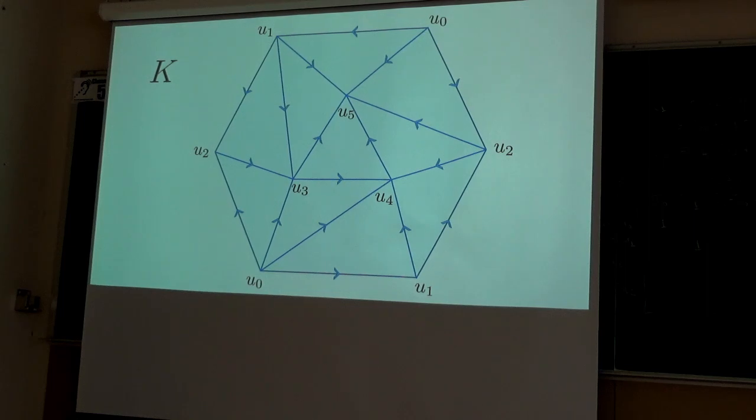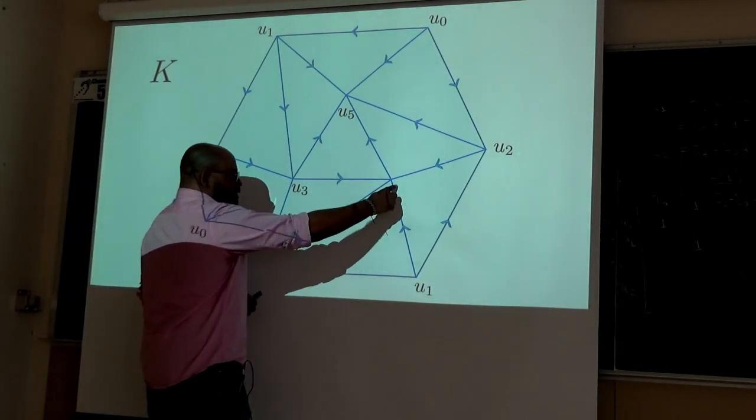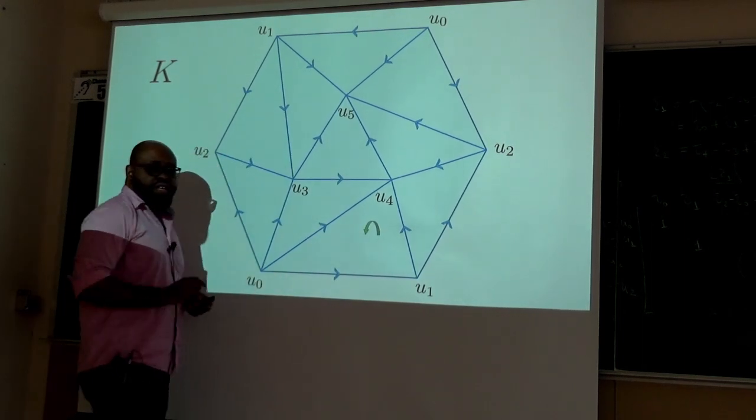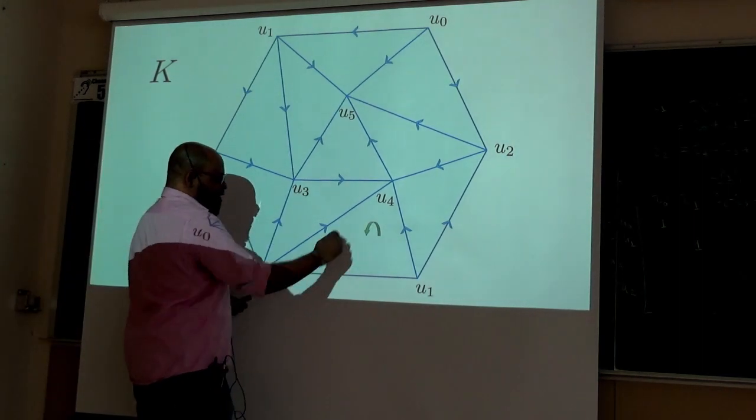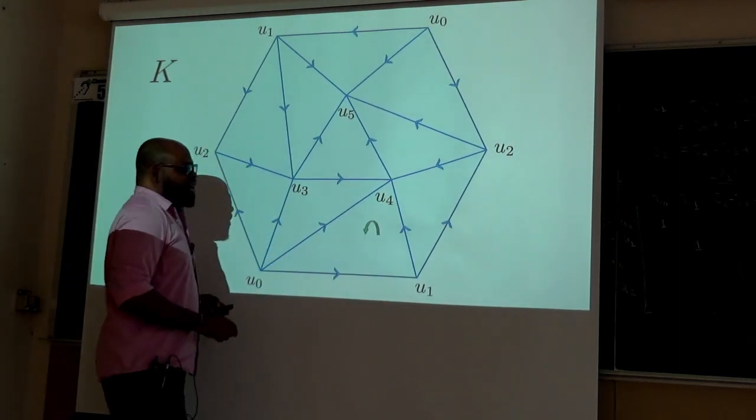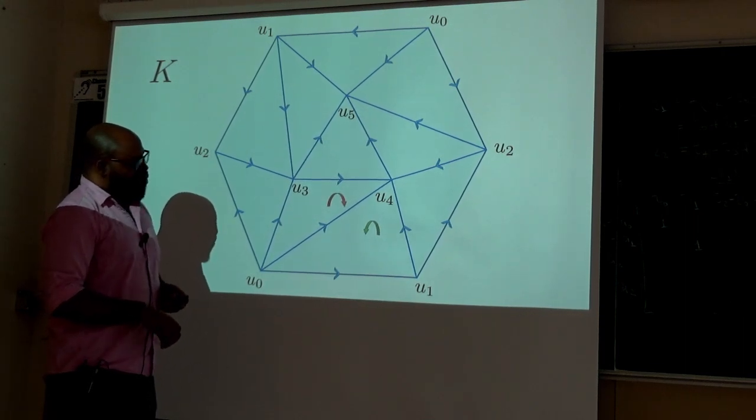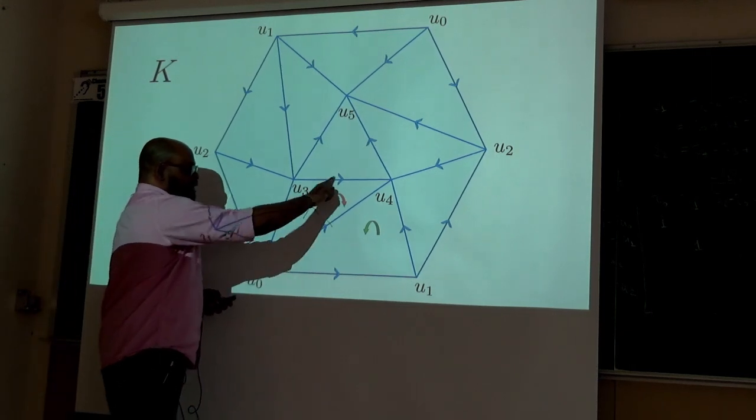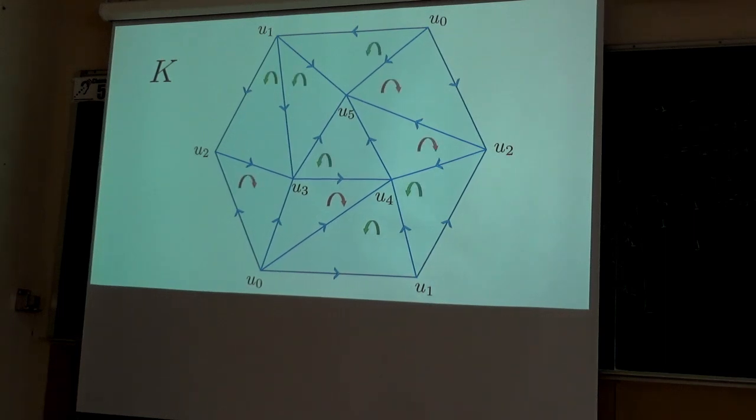The thing that I want you to notice is that the arrows in the edges determine an orientation for the two simplices. So I'm going to denote by green this orientation, and by orange, the other orientation. Okay, and let's just do that for all the simplices.